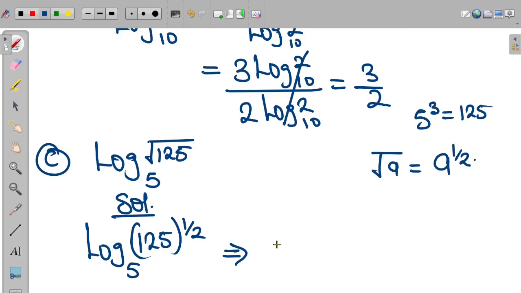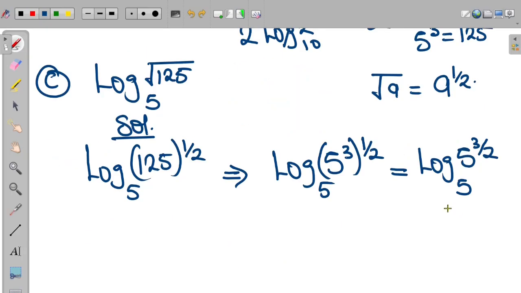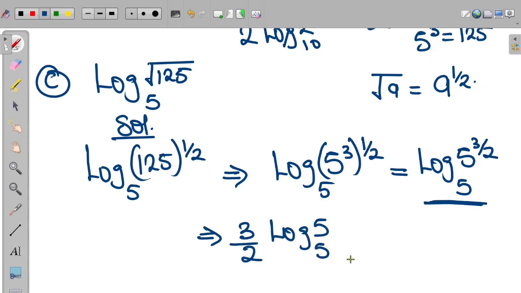So we have this become log of 5 to the power of 3, multiplied with the index of 1 divided by 2, in base 5. Now, this can be expressed as log of 5 to the power of 3 divided by 2, in base 5. So at this point, we can apply the index law of logarithm here. So therefore, this becomes 3 divided by 2 multiplied by log 5 to base 5. And we know that logarithm of a number to its own base is 1. So this is equal to 3 divided by 2 times 1.